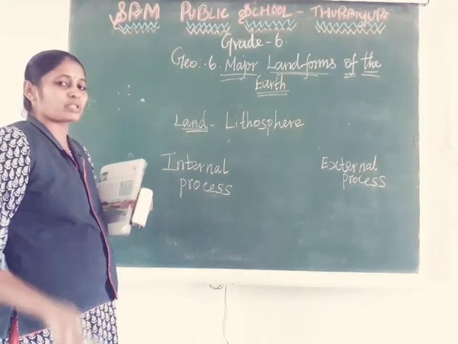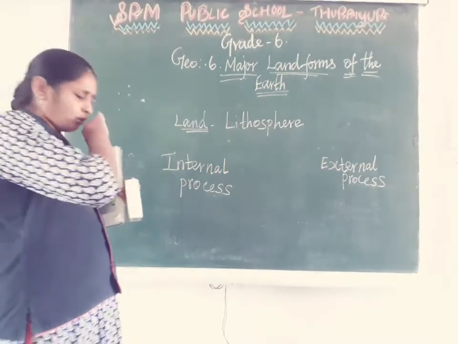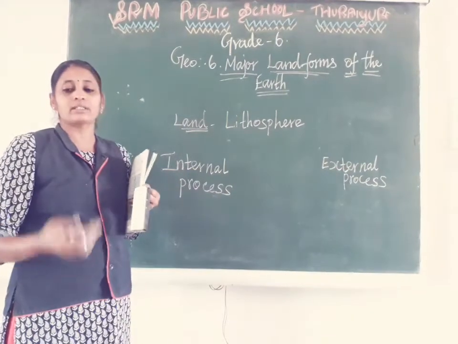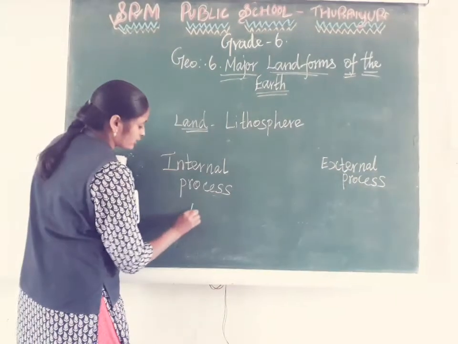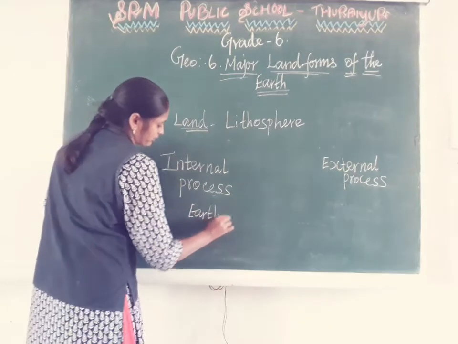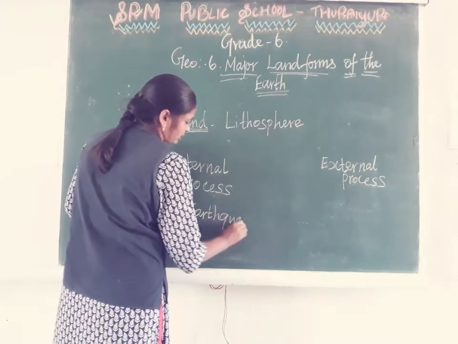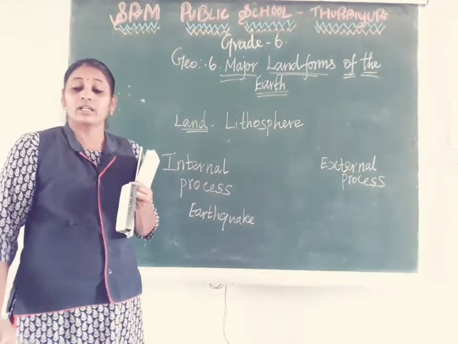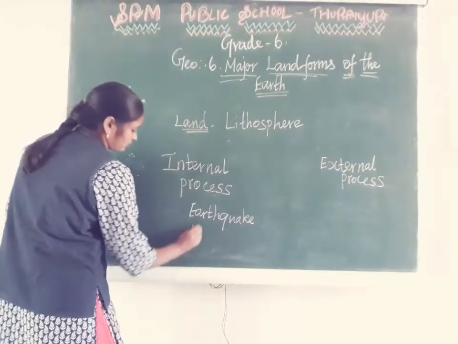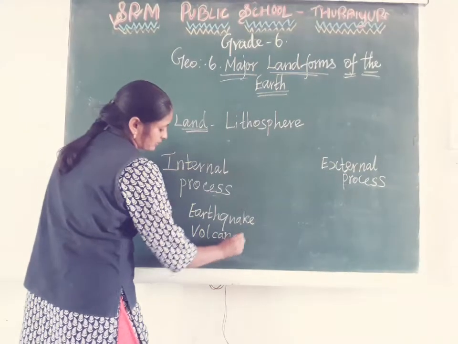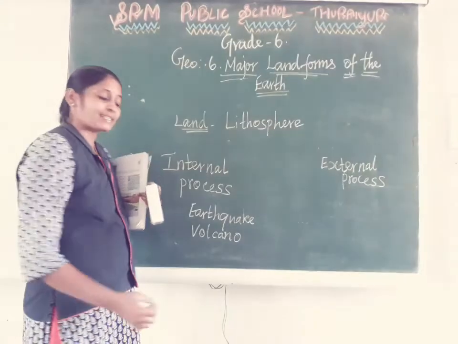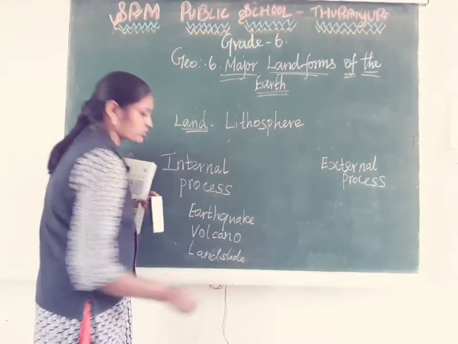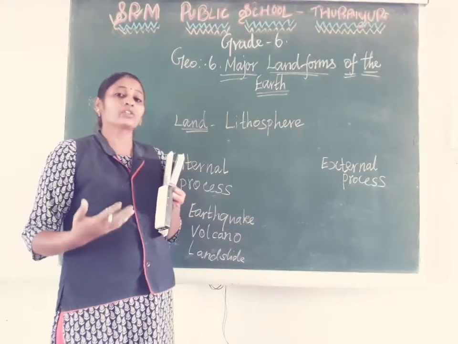What things come under internal process? Earthquake. We can't see an earthquake on the surface of the earth; it happens under the earth's surface. How earthquakes happen, we will study next year. Earthquakes, volcanoes and landslides are called internal processes, because of movement called tectonic plate movement.